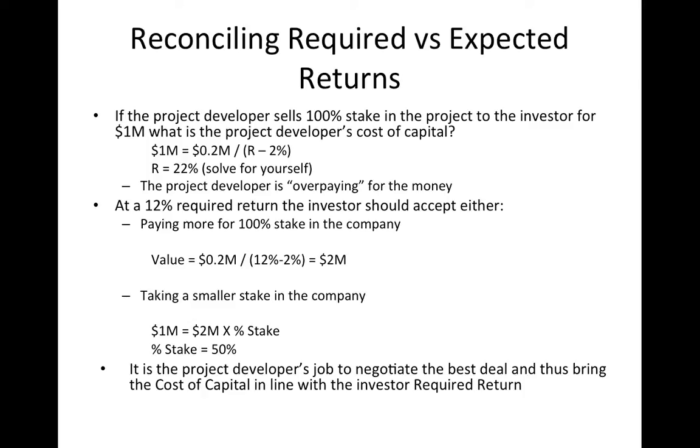Now, if I am the developer, I could just say, well, if you want a 100% stake in the project, don't give me $1 million, give me $2 million. And that would be getting fair value for the project. Now, of course, the question is, what are you going to do with the other $1 million? The answer is the project developer is going to put it in their pocket. That's their compensation for finding and putting the project together. The investor shouldn't care because they're going to get their 12% return.